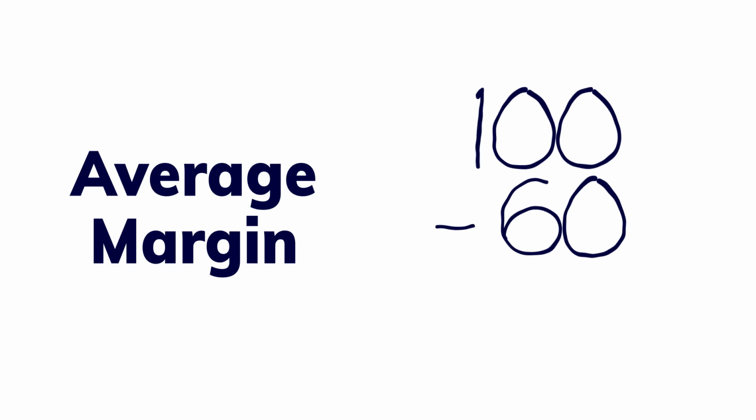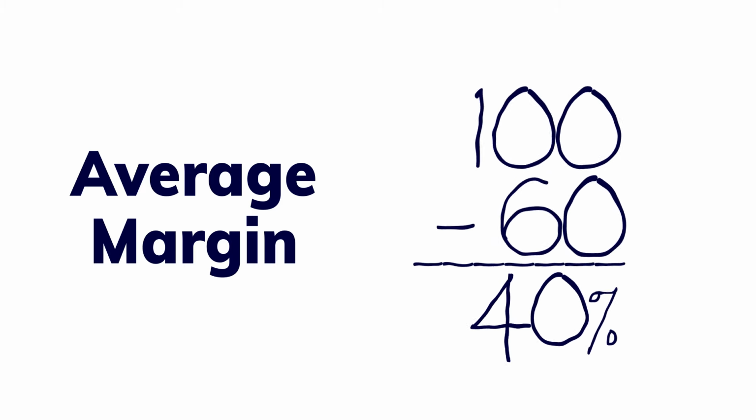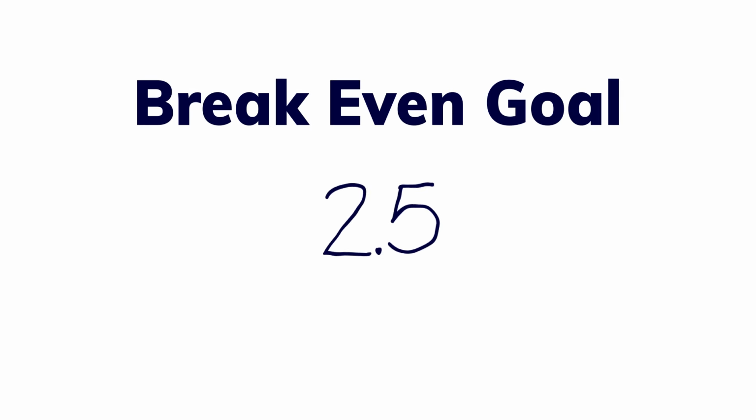If you have a product that retails for $100 on your site and it costs you $60 to buy that product, your average margin is 40%. Divide 1 by 40%, you get 2.5. Your goal break-even return on ad spend is 2.5. So Google's up and going.